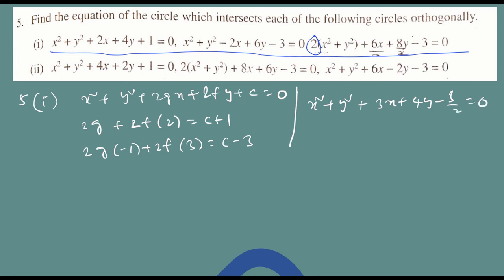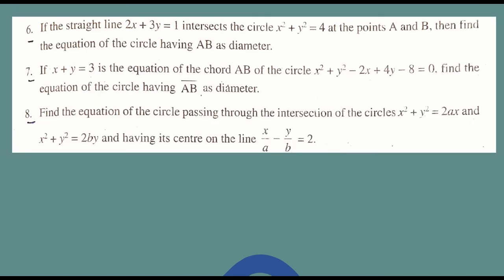Now applying the condition, I'll get 2g' plus 2f' is equal to c plus c'. Now you have three equations in three unknowns. You can solve them, you know how to solve it, I leave it. Similarly, you can complete the second part of fifth one.